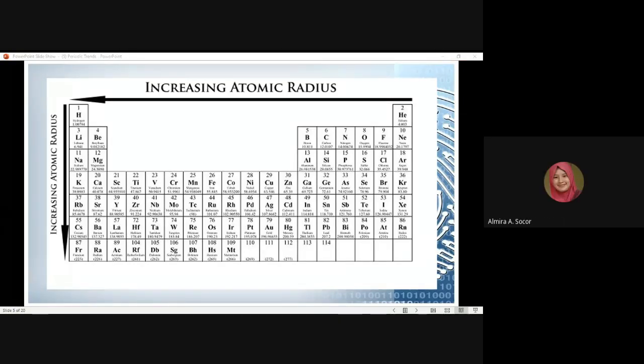Decreasing, sir. Decreasing. Okay, opposite lang. So yun lang, yun yung ano natin. Sir, if you are to memorize it, ano yung gagawin namin, sir? Ano lang yung memorize namin?